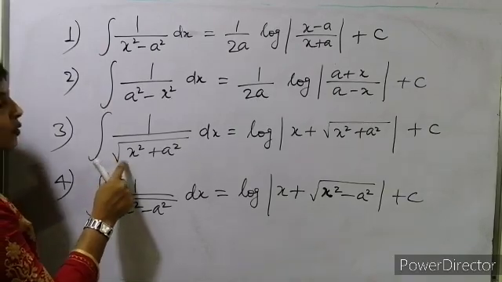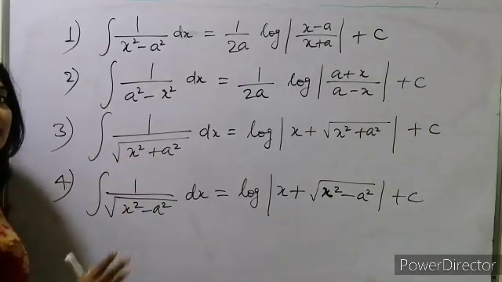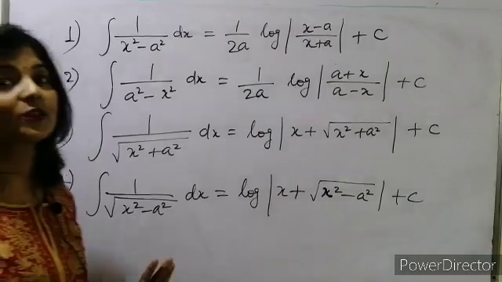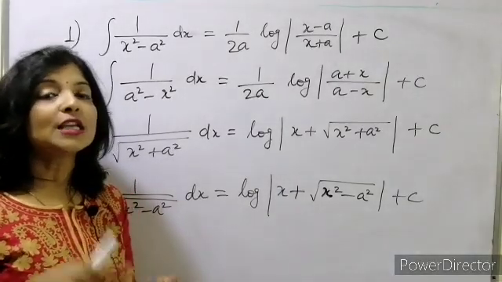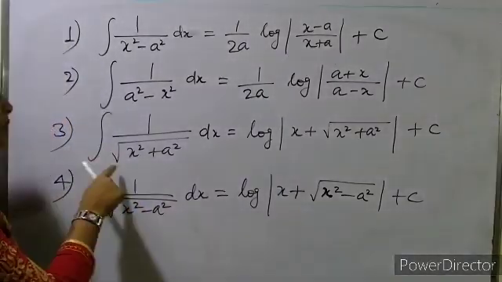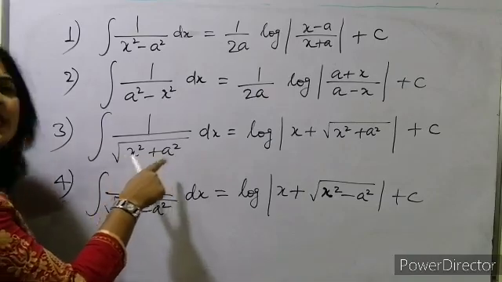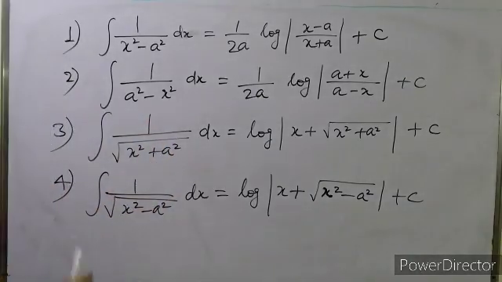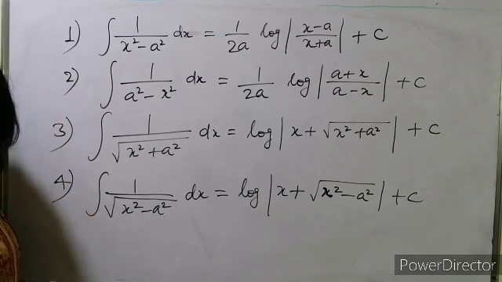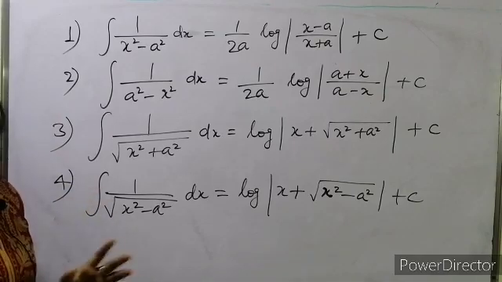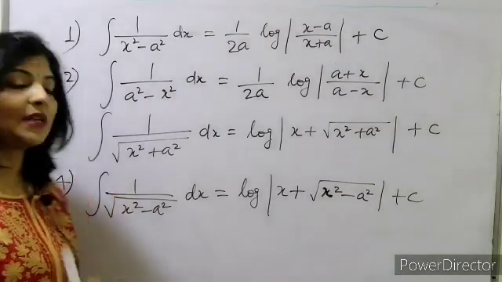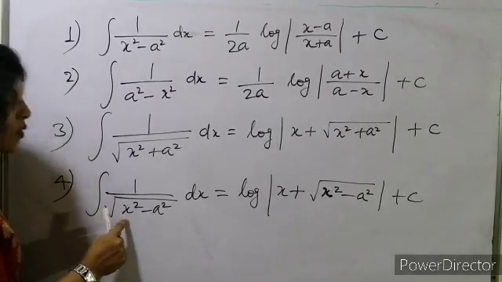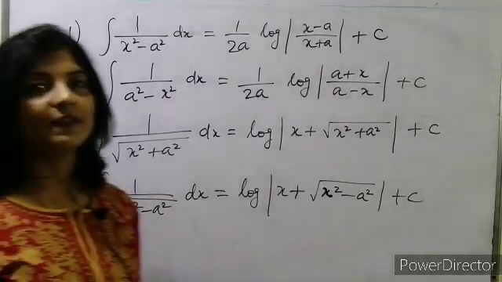And when it is 1 upon square root of x square plus a square, in that case you have to write log of x plus square root of x square plus a square. And when it is 1 upon square root of x square minus a square, in that case you have to write log of x plus square root of x square minus a square, and plus c you always have to keep.